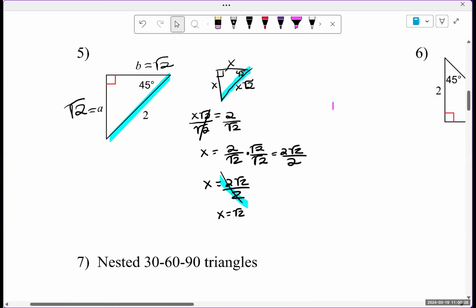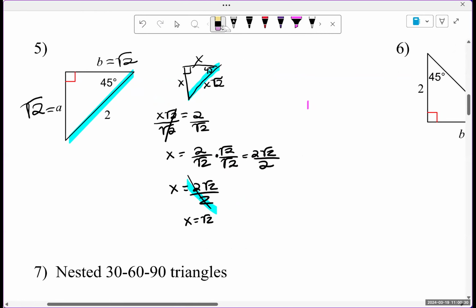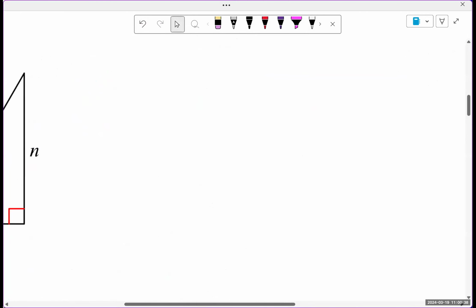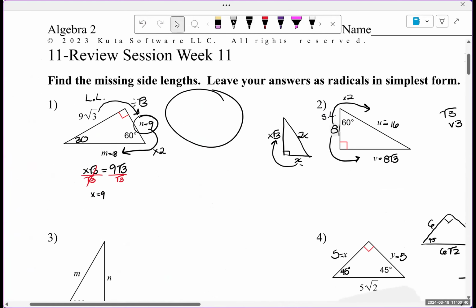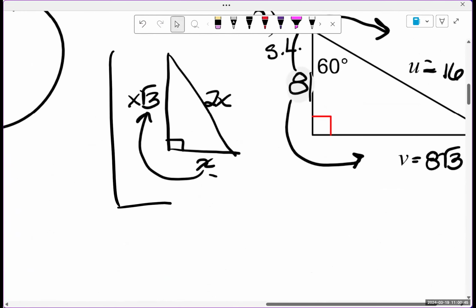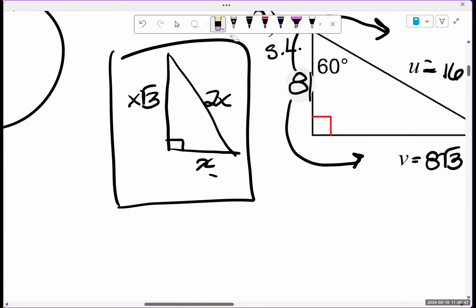Okay, so we have two things going on. We have the parent for the 45, 45, 90 triangle, and we have the parent for the 30, 60, 90 triangle. Let's label this. The small one is 30, 60, and 90. So you're going to use your parent triangles, and then you're going to write equations and solve.